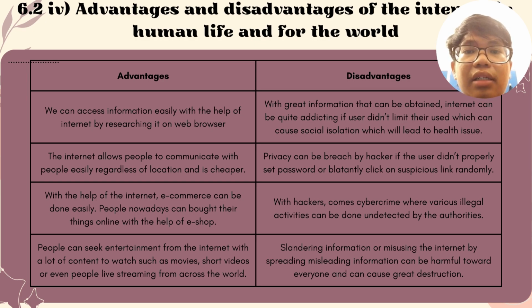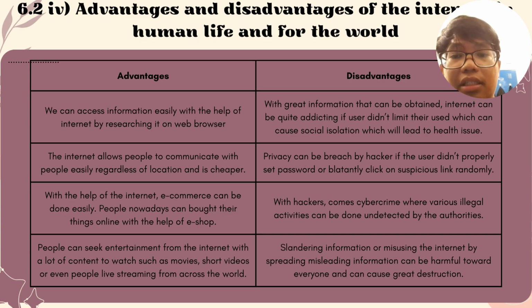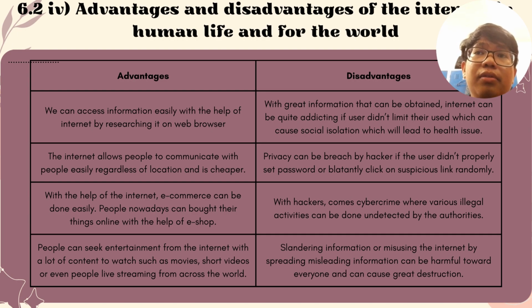The advantages and disadvantages. Advantages of the Internet. We can easily access information by using the Internet, such as for research. Secondly, the Internet allows us to communicate with people from far distances. Next, with the help of the internet, we can buy things online such as from Shopee, Lazada, Amazon. Finally, people can seek entertainment from the internet with the help of YouTube, TikTok, or Twitter.